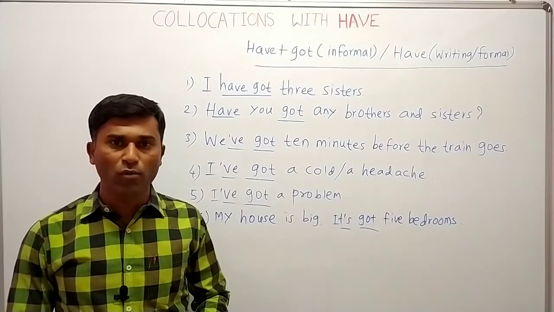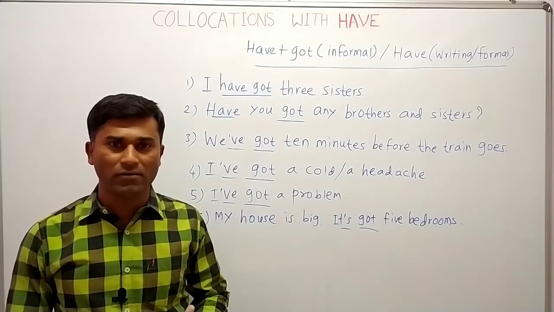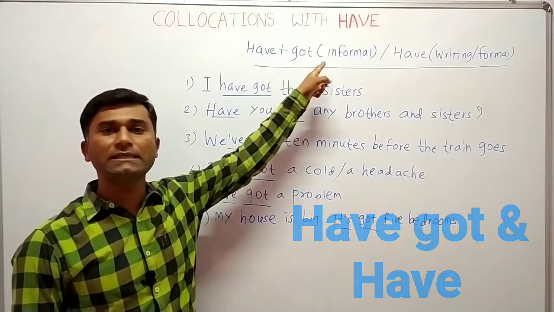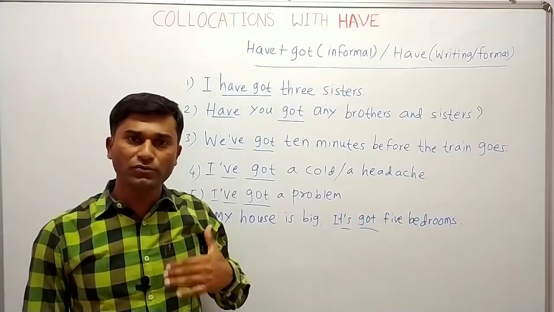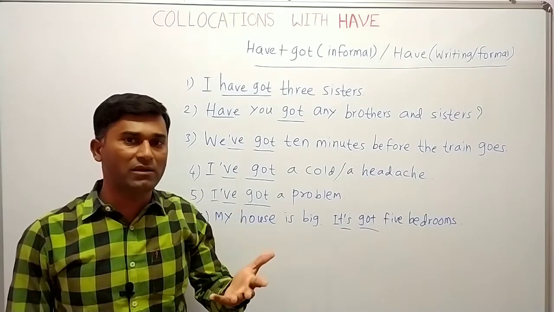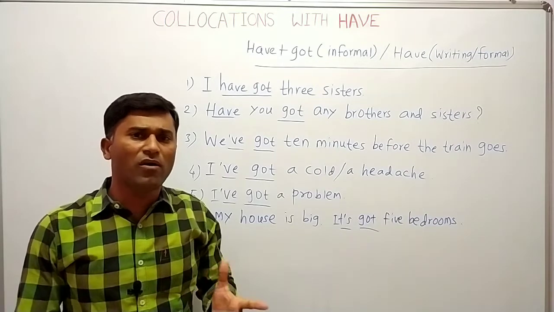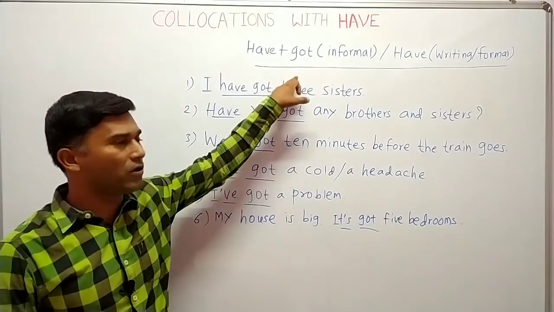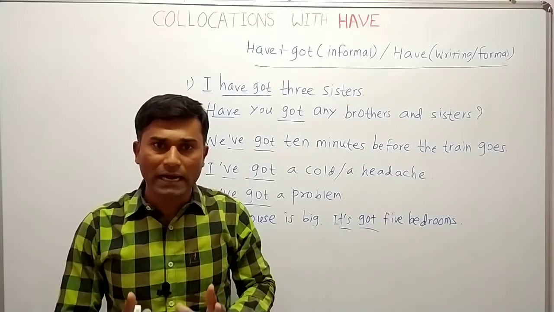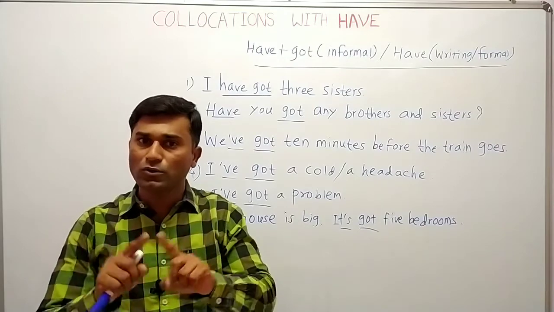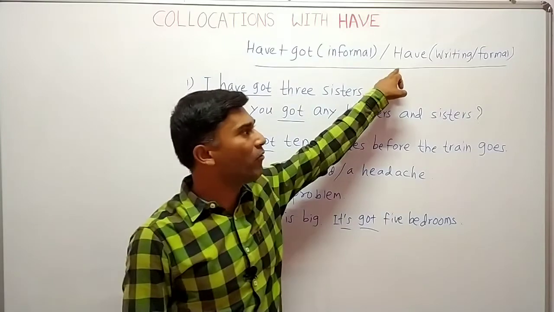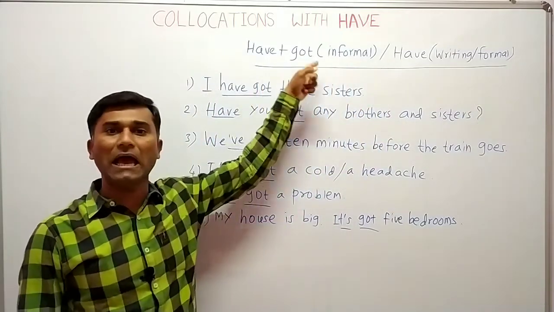Let us see formal and informal use of have. So have plus got, that is have got, is informal. So when you use it with your friends in communication, day-to-day language, with your family members, or on informal occasions, at that time you say have got. But when you write something or when it is a formal occasion, at that time only say have, do not use got. So formal use of have is have and informal use of have is have got.